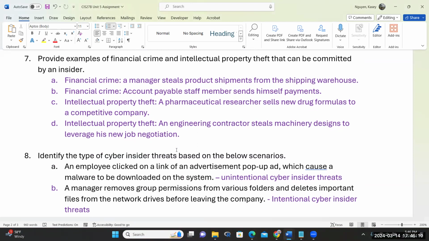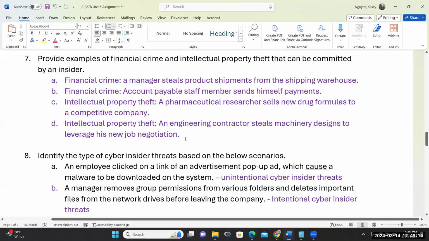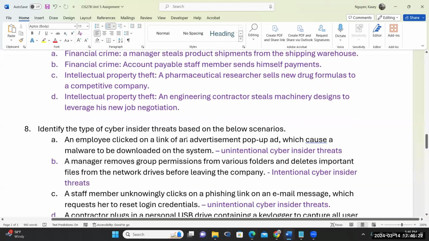So cyber insider, I think a lot of the examples we're dealing with are systems, right? Clicking a link, downloading a file, transactional data, those are all cyber related. So for question 8, you just have to identify the type. On certifications, you're going to have scenarios and things like that, and you just have to be able to distinguish them.